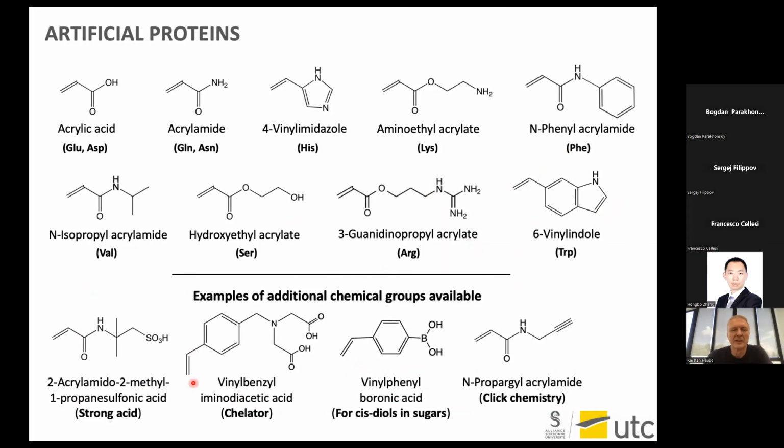For example, we can have a stronger acid, sulfonic acid, rather than just carboxylic acids, or we can have a coupling group for click chemistry. So these monomers, we could call them non-canonical monomers because they have groups that are not present in proteins, but they are very useful for technological applications.